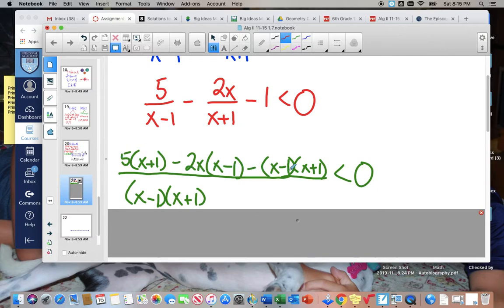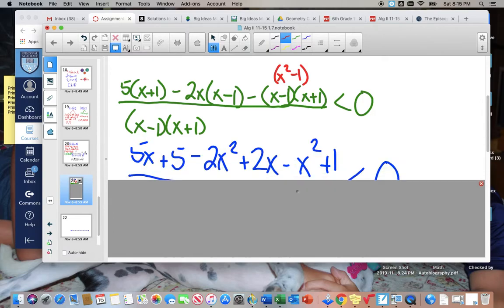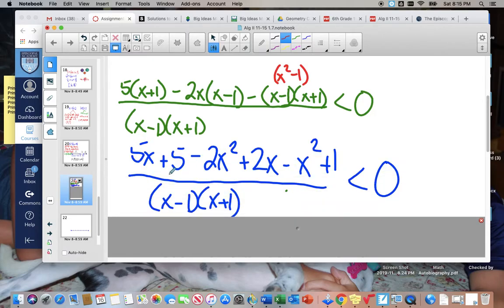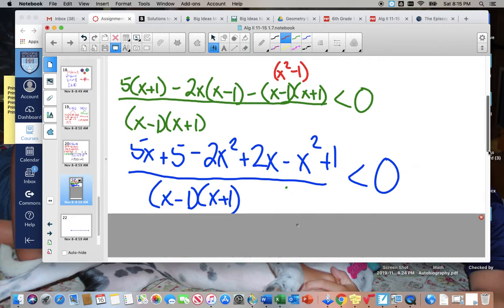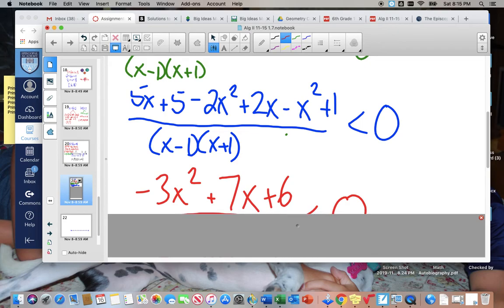At this point we have to watch out for distributing the negative, but the nice thing is that we know this is really x squared minus 1, so that should make distributing the negative a little bit easier for that one. So then we go down to here, and then we're going to organize the terms here, and we get this over x minus 1, x plus 1.